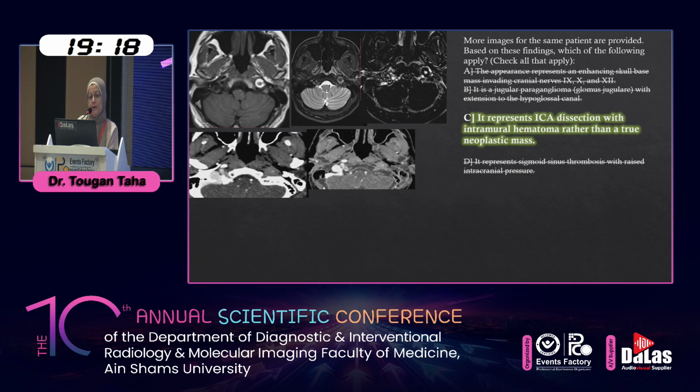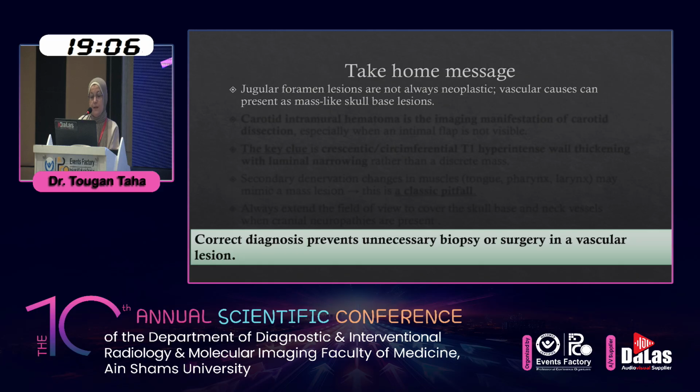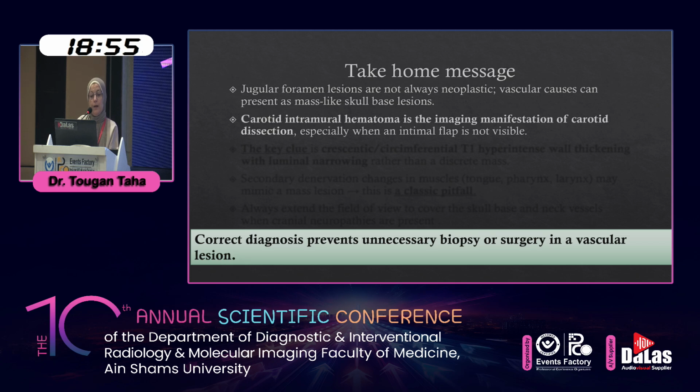So the correct answers: it is internal carotid artery dissection, and the angiographic study is essential for the definitive diagnosis. The take-home message of this case is that jugular foramen lesions are not always neoplastic. Vascular causes can present as a mass-like skull-base lesion. Carotid intramural hematoma is an imaging manifestation of carotid dissection, especially when an intimal flap is not visible.